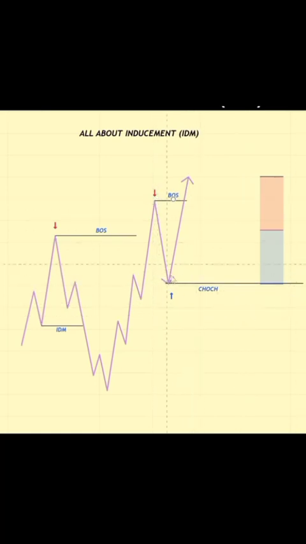So this is an exemption: when the pullback was formed above the break of structure and this pullback is deep enough past the 38.2, then this one here will no longer be an inducement. But if price comes and breaks past this one here, then this one here will be qualified to be a change of character. It will not be an inducement being taken out.